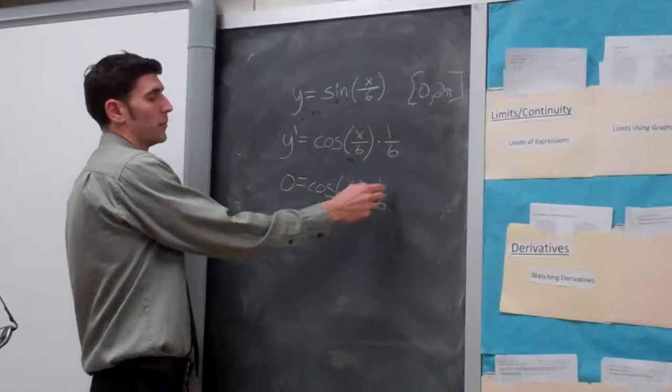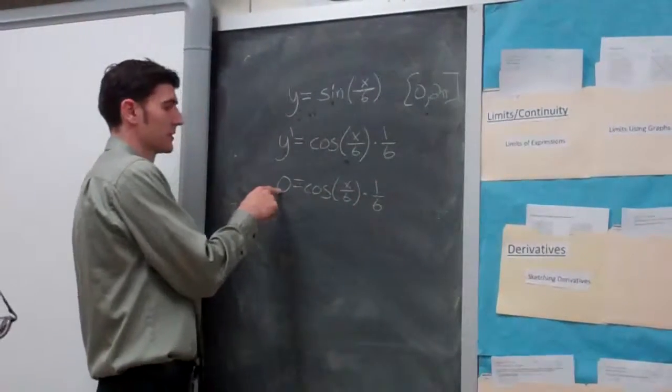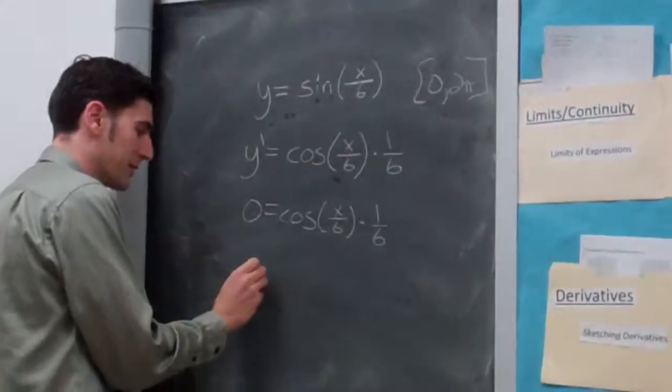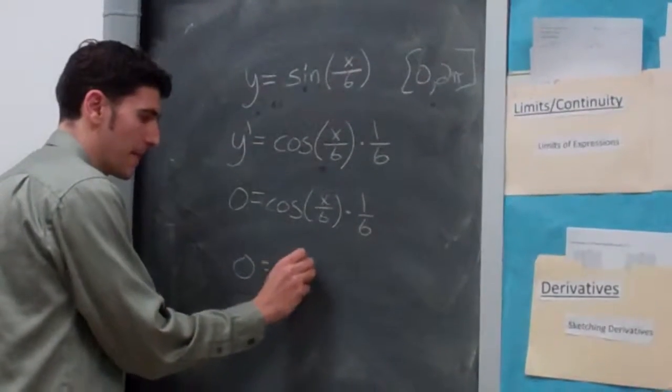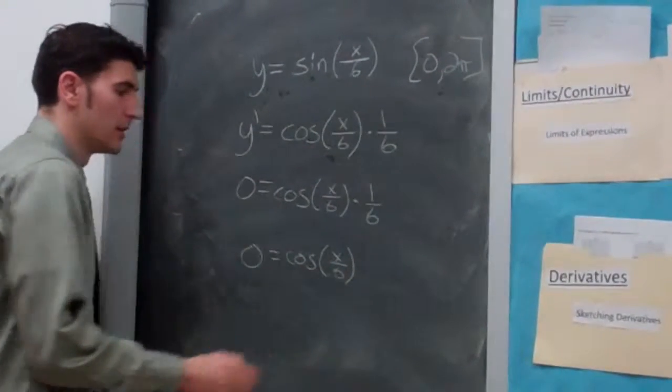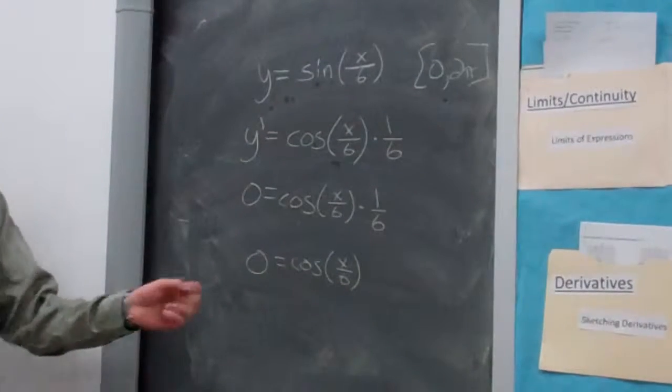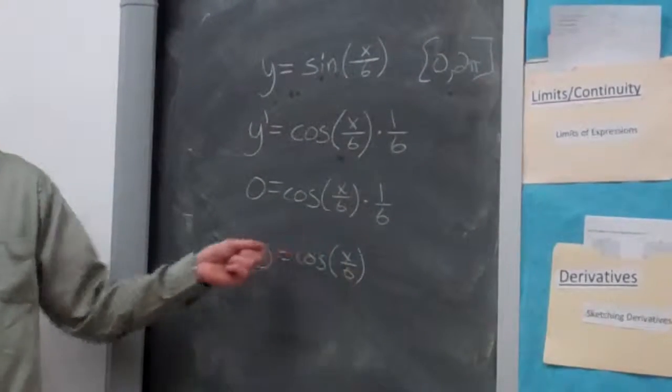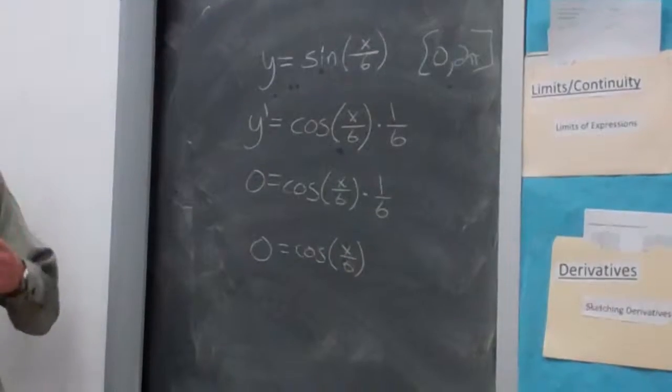Divided by 1/6. Multiply both sides by 6. 0 times 6 is 0. When does the cosine of x over 6 equal 0? So I have to be able to solve when the cosine of an angle equals 0. I need to think about my unit circle here.